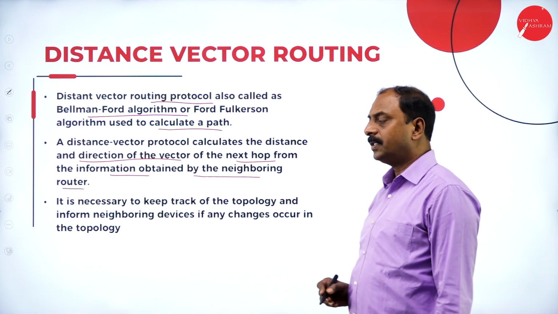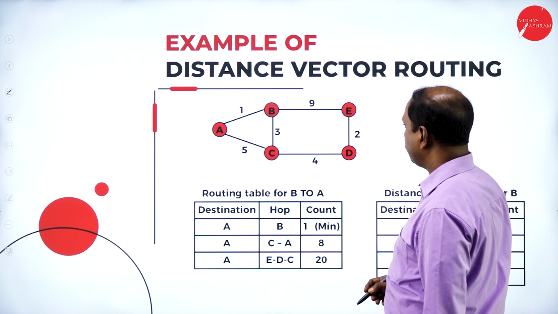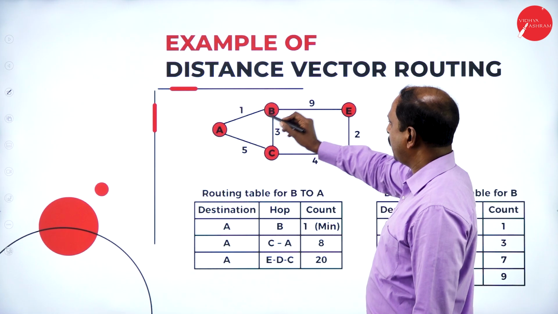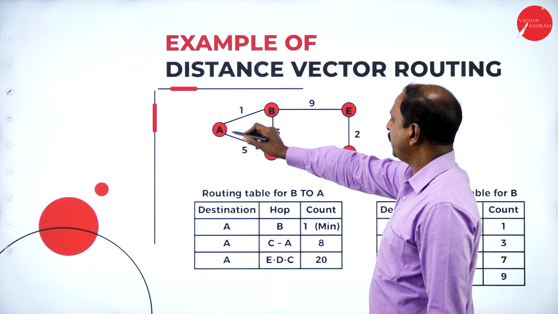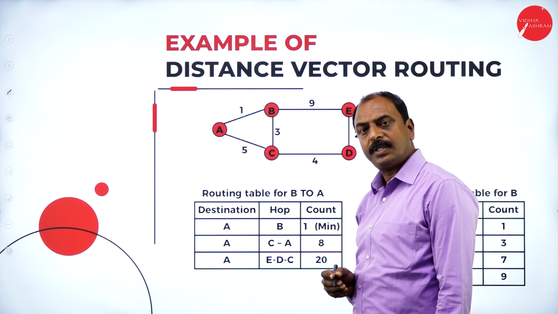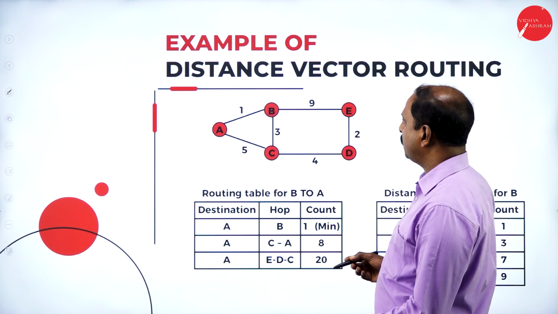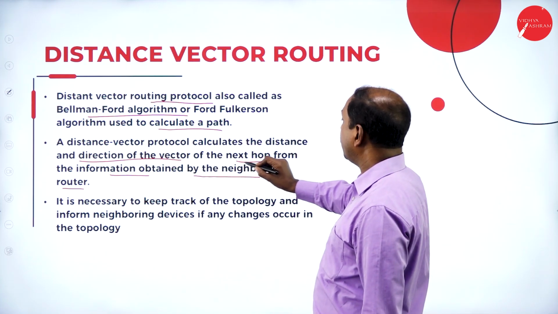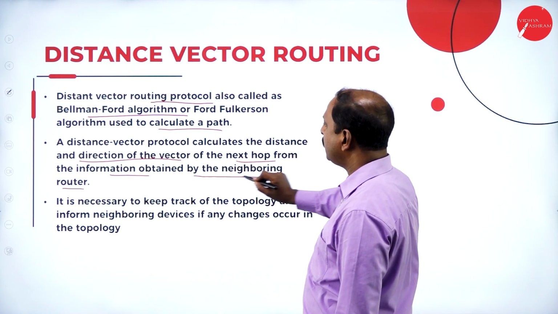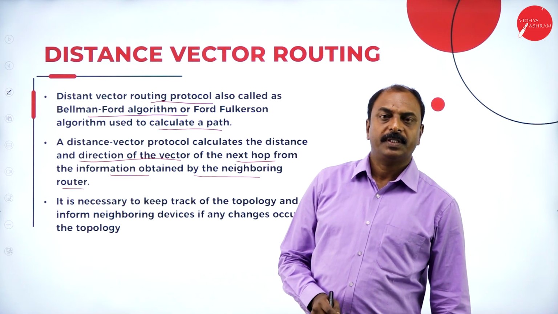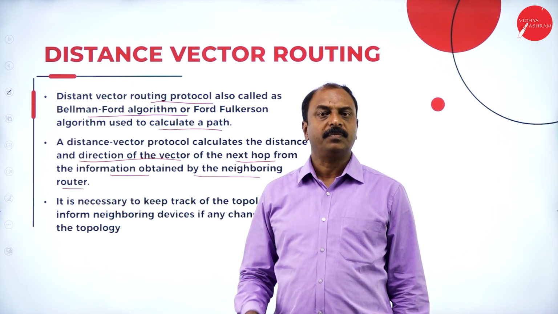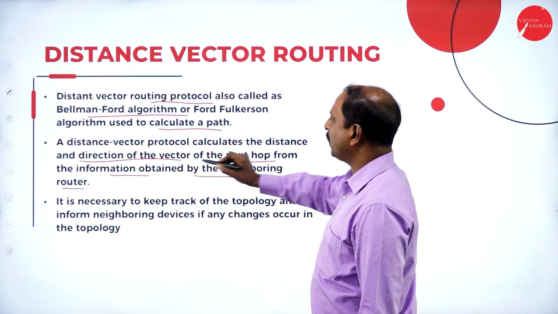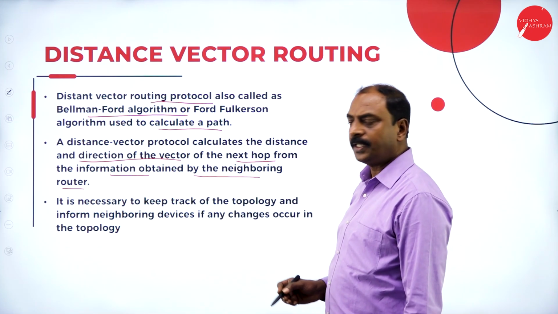As you have seen in the diagram, this is an example for distance vector routing. These A, B, C, D are different types of network devices or routers in a computer network. So here this protocol calculates the distance and direction of the vector of the next hop from the information obtained by the neighboring router. With the help of information from the neighboring routers, which they are directly connected to, it gets the information and decides the best path between the host and destination.